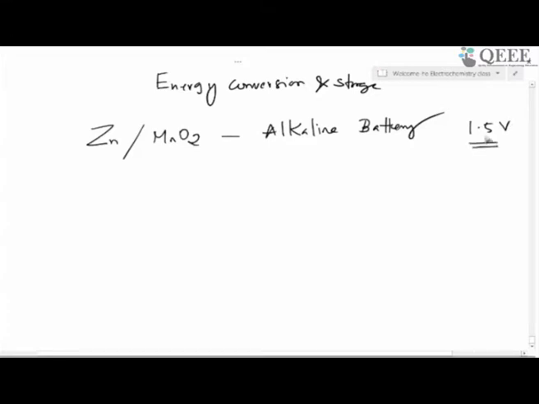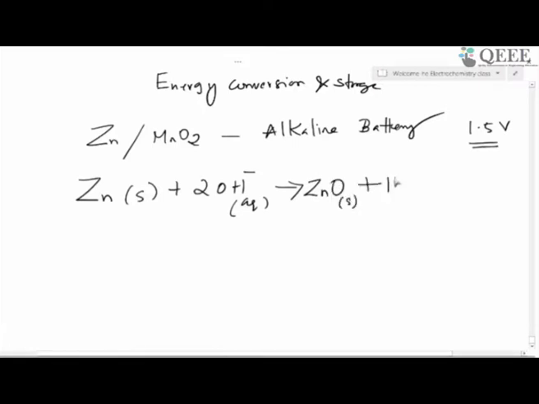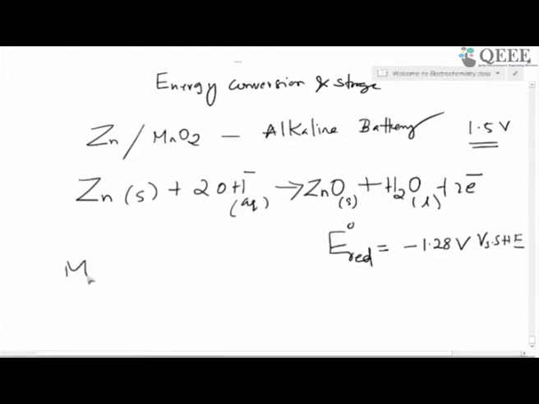In the zinc alkaline battery, the reaction is zinc reacts with OH minus ion, because it's an alkaline battery, and produces zinc oxide plus 2 electrons. So the way I have written is an oxidation reaction. The standard reduction potential of this reaction is minus 1.28 volt roughly versus SHE, standard hydrogen electrode.